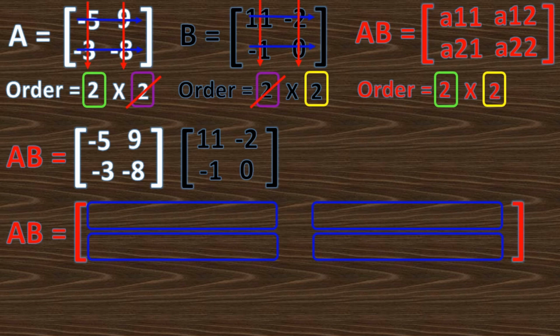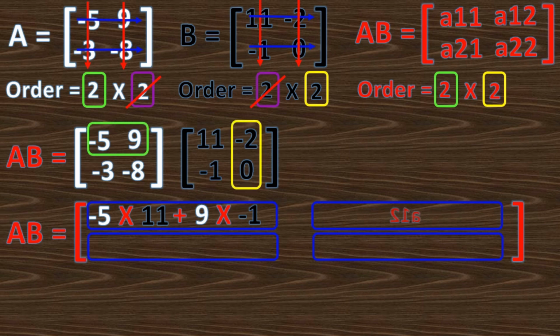First element will be of style A11. A11 means first row, first column. Now multiply carefully first with first. Minus 5 multiplied by 11 plus second by second, 9 multiplied by minus 1. Now the second element will be of the format A12, means first row, second column. Again multiply first by first, minus 5 multiply by minus 2 plus second by second, means 9 multiply by 0.